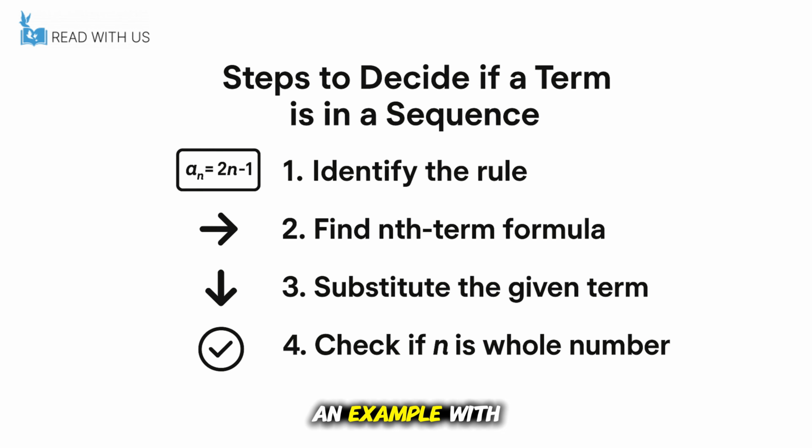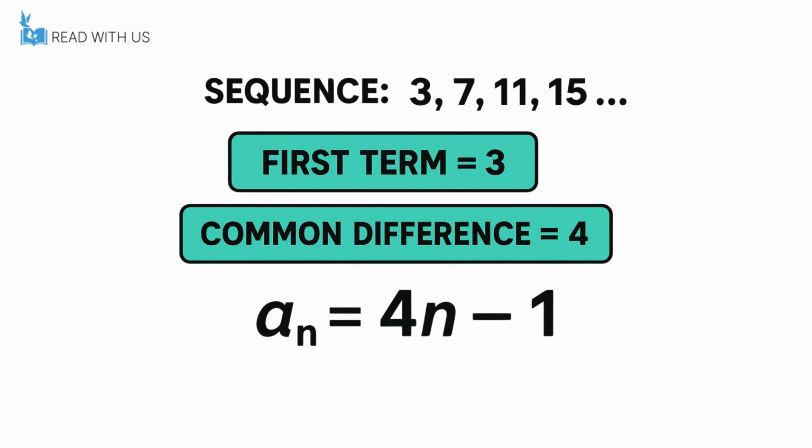Let's look at an example with an arithmetic sequence, the sequence 3, 7, 11, 15, and so on. The first term is 3, and the common difference is 4. So, the nth term formula is a sub n is equal to 3 plus (n minus 1) multiplied by 4, which simplifies to 4n minus 1.